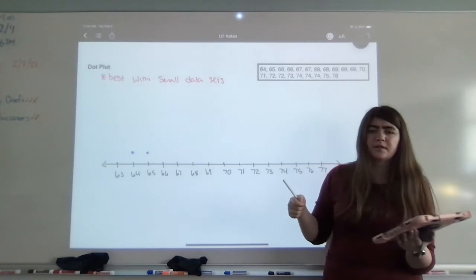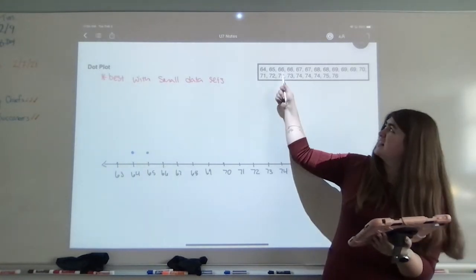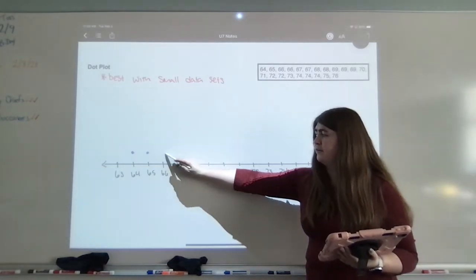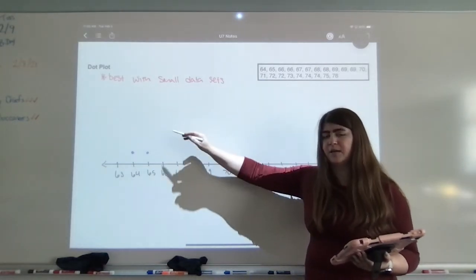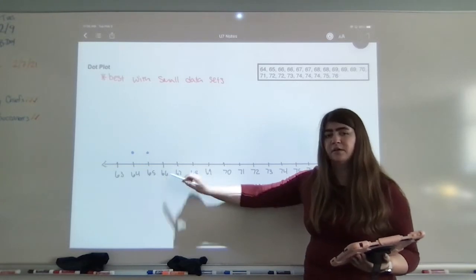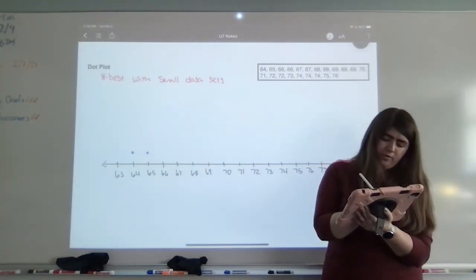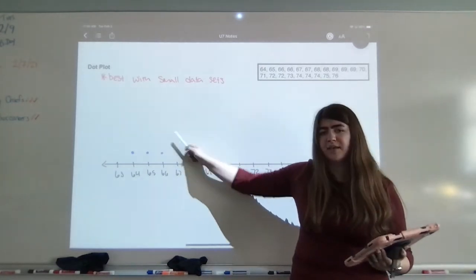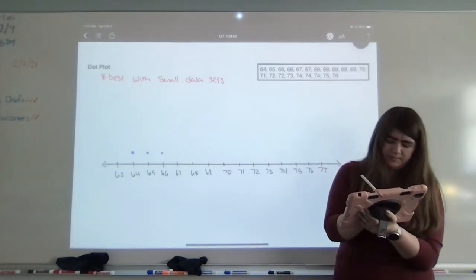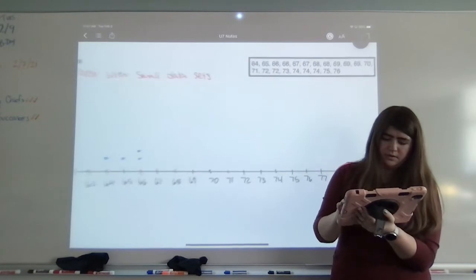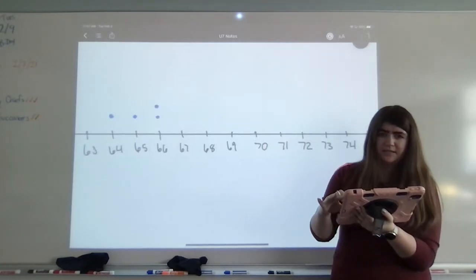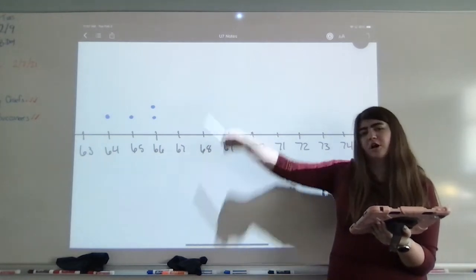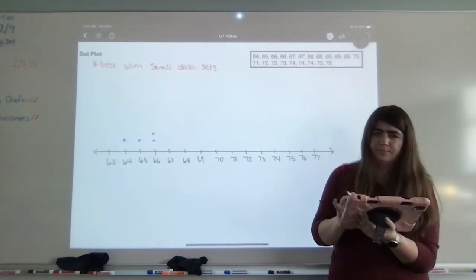Then, this is where things get a little different. We have 66, and there's 2 of them. So you still are going to put a dot above, but you put a dot above for every data point you have that fits into that category. So because I have 2 of them, I first put my singular dot, but then I have to stack another one on top of it. So it looks like that. And the more data points you have that have the same number, the taller your column will be.